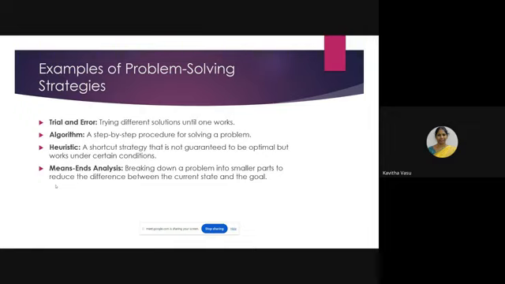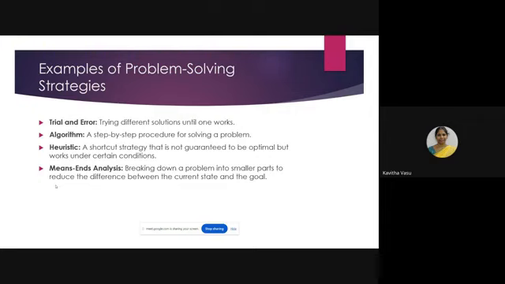The next one is algorithm. This is the step-by-step process for solving a problem. It is a systematic step-by-step procedure that guarantees a solution if followed correctly, like a recipe. We know our moms cook by following a step-by-step procedure. For our problem, if we apply an algorithm method like this, surely we will get good results.